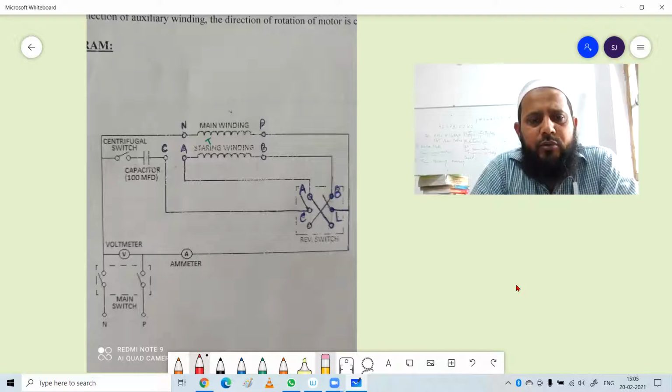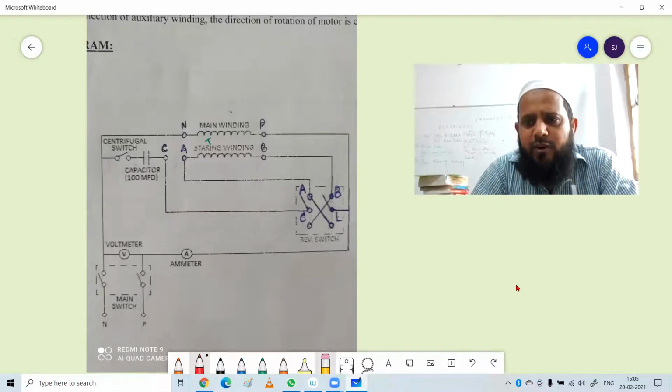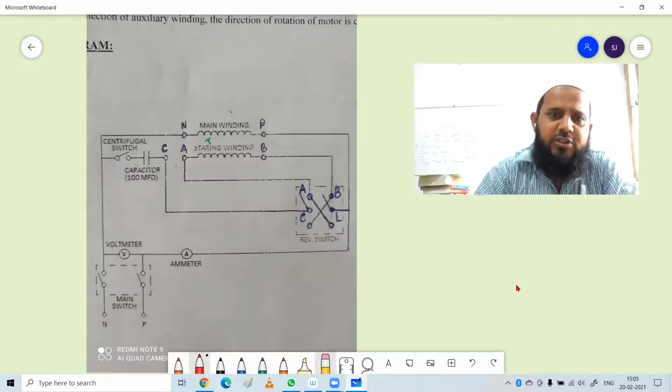Today, I am going to give you a brief summary regarding the experiment in which we will reverse the speed of single-phase induction motor as well as three-phase induction motor with the help of reversing switch. Along with, we will also use some contactors and push button switches.